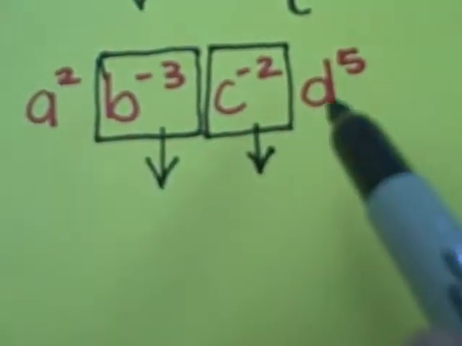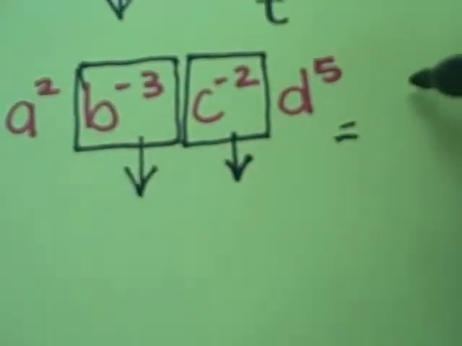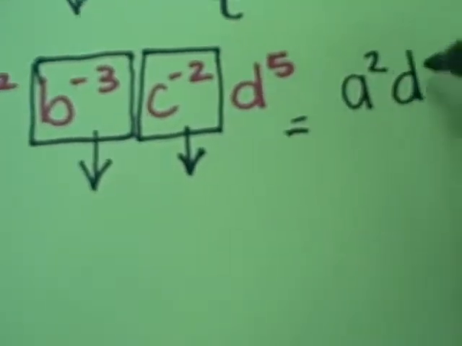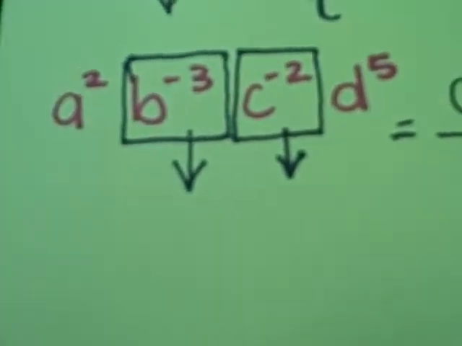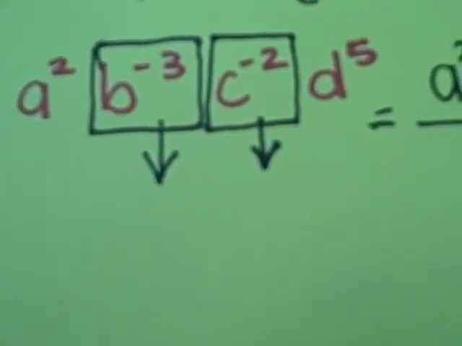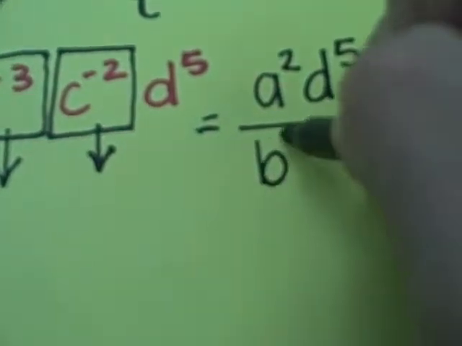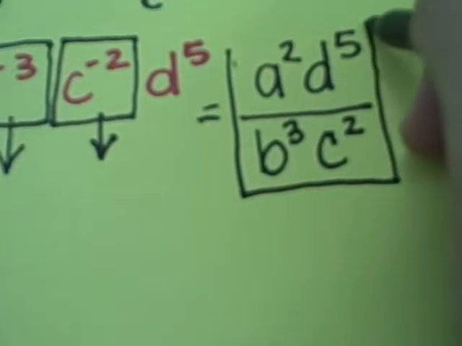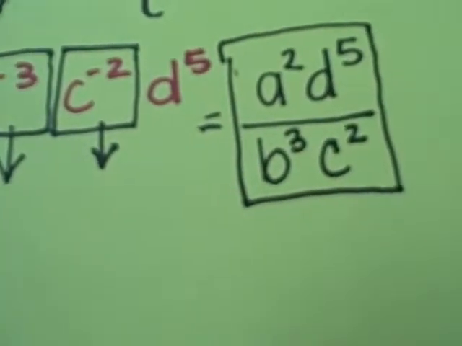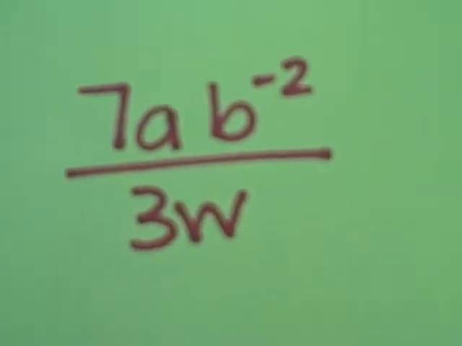Notice that the a squared and d to the 5th, nothing happens to them. They're staying up at the top. So we have a squared and d to the 5th on the top because they were positive already. They didn't have to move. But the other two, b to the negative 3 and c to the negative 2, are going to move down, and when they move down, they're going to become positive. So this is going to become b to the 3rd and c squared. So the answer to the second one is a squared d to the 5th over b to the 3rd c squared.